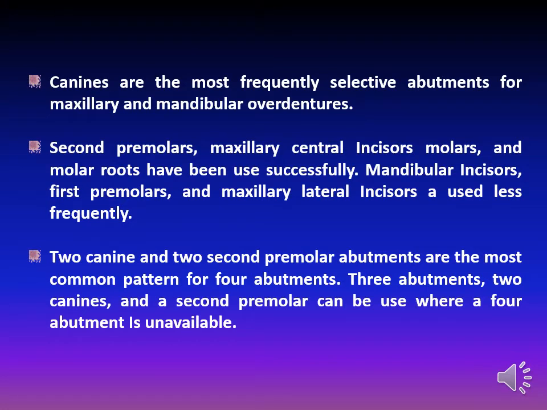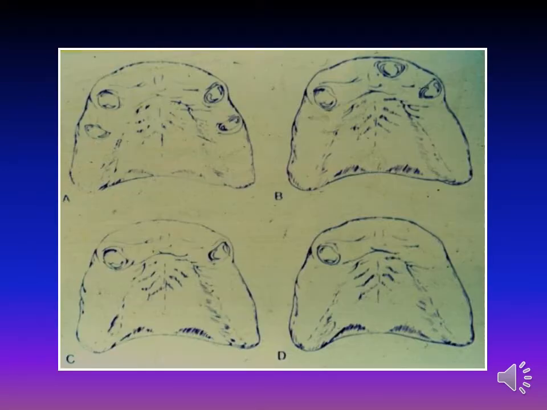The canines are the most frequently selected abutments for maxillary and mandibular overdentures, and then second premolars, maxillary central incisors, molars, and molar roots. Mandibular incisors, first premolars and maxillary lateral incisors are used less frequently. Two canines and two second premolar abutments are the most common pattern for four abutments. These are four abutments, three abutments, two abutments and one abutment.